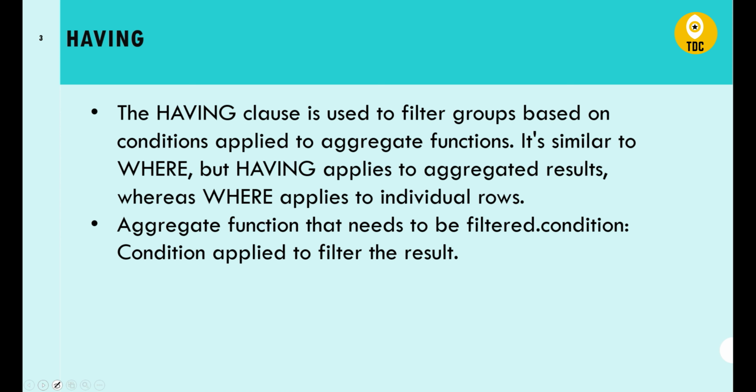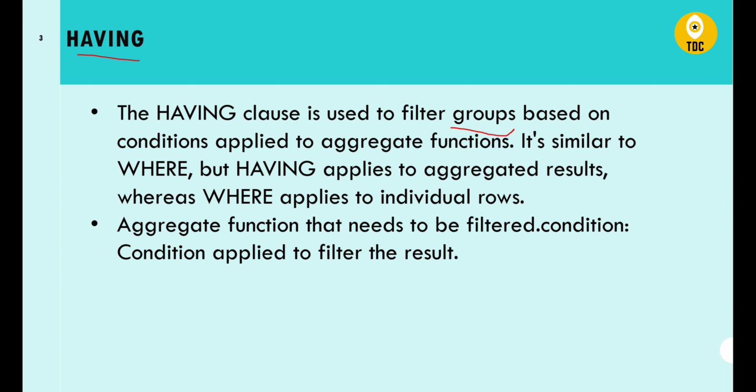And what does having do? Having comes hand in hand with group by. The having clause is used to filter groups based on conditions. There is no having without group by, so group by needs to be there to perform having. It works on the result of the group by. Once you group by, there is a group, and you can apply filters on that particular group using having.